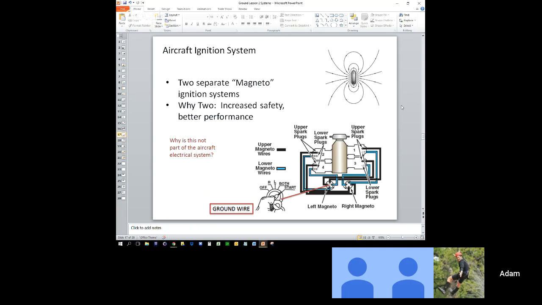So it's like a cyclical system. The spark plugs fire the engine. The engine in turn rotates the magneto, and then the magneto continues to provide that spark from that electrical current. Is that clear as mud?